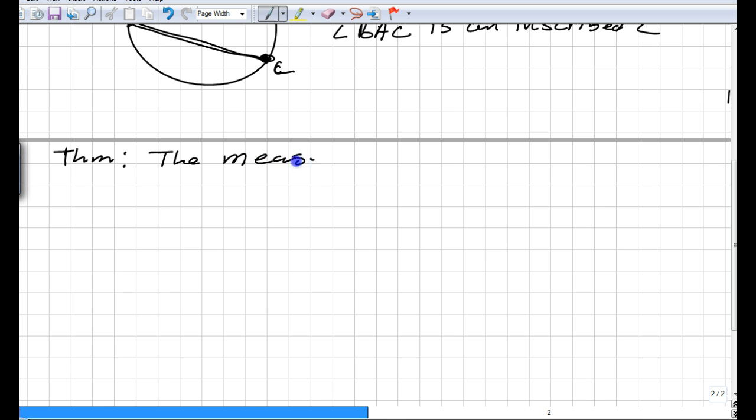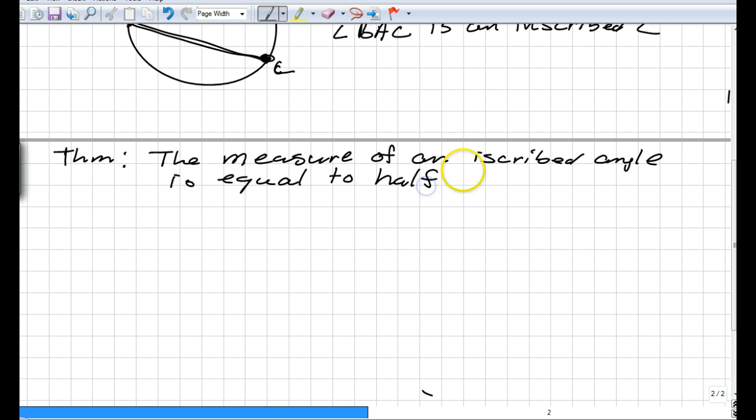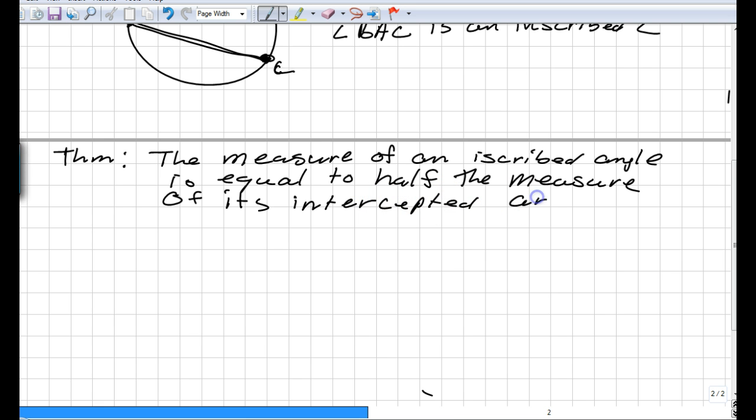The measure of an inscribed angle is equal to half the measure of its intercepted arc. Okay, so an example.